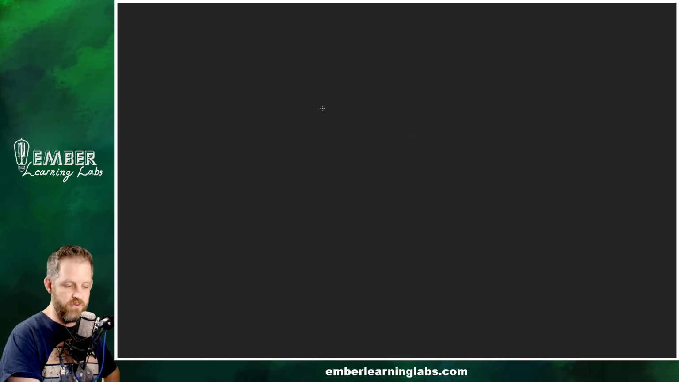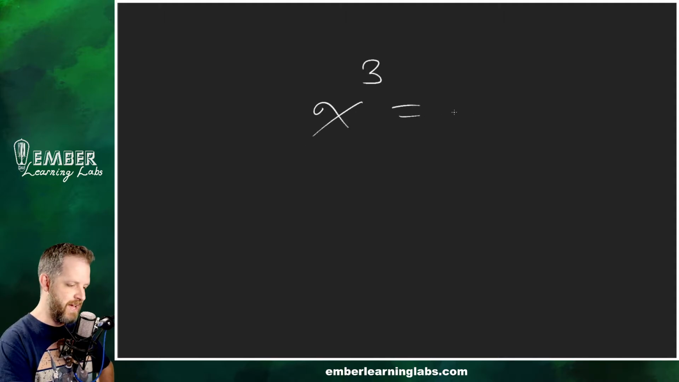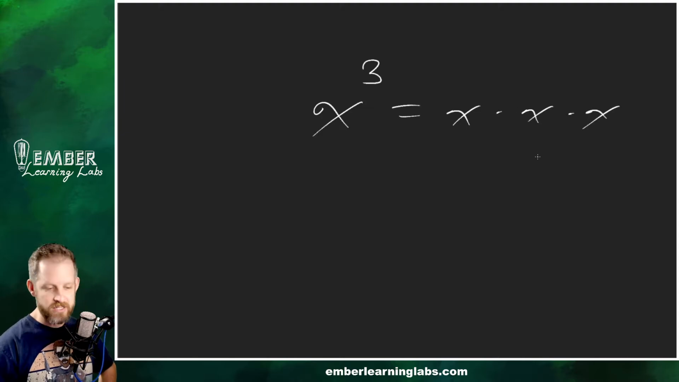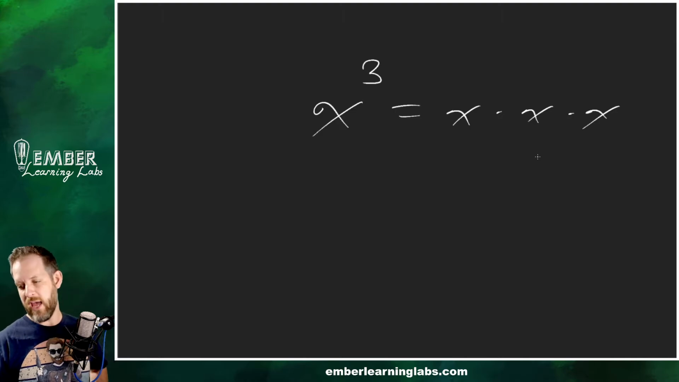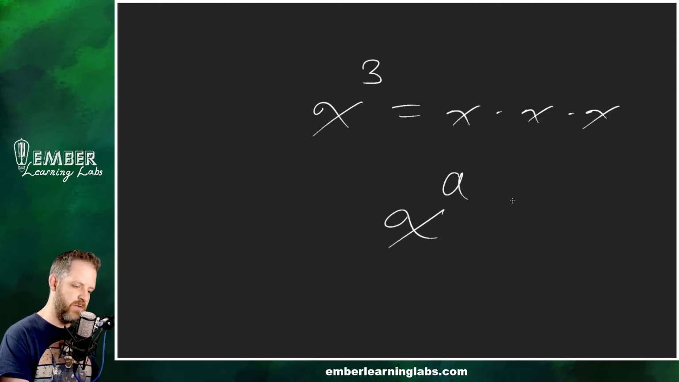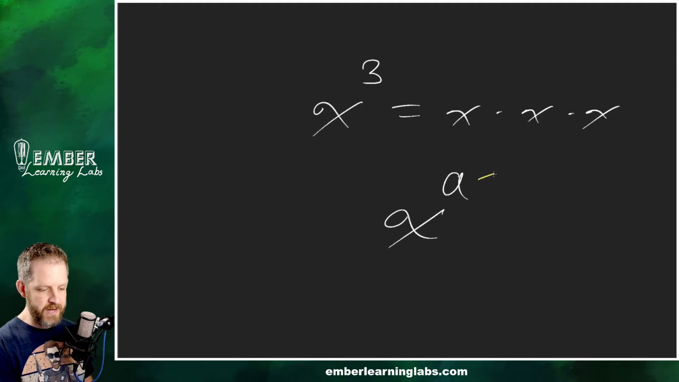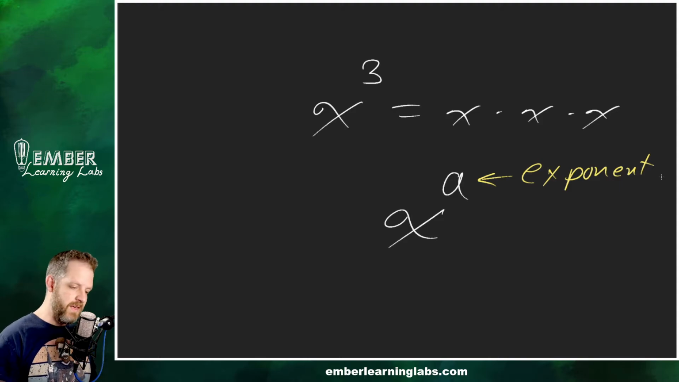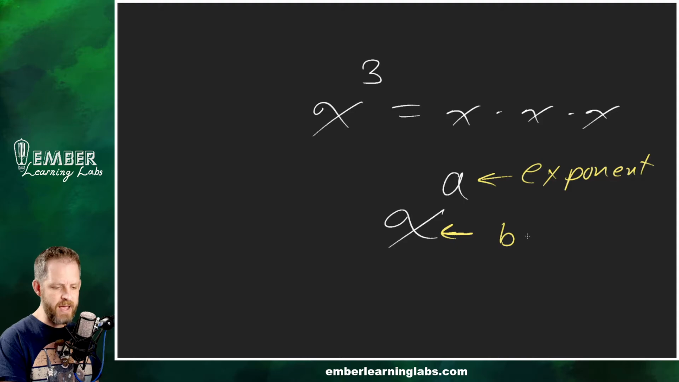So what does it mean? If I have x cubed, that's the same as x times x times x, right? So that's what we're talking about with exponents. Now, there are two different parts when we're talking about exponents. There is the exponent itself, which is this guy up here. And then there is the number at the bottom. That's called the base.